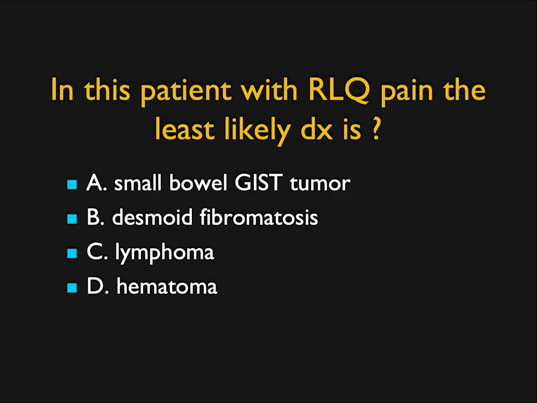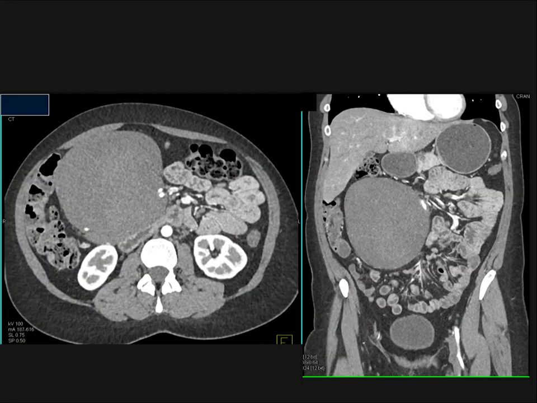This patient had right lower quadrant pain, and I'm asking you what's the least likely diagnosis. Well, what do I see? I see a large mass. It's solid. Maybe it's enhancing a bit. It's displacing bowel, but not obstructing bowel. I could easily go with a small bowel GIST tumor. A large duodenal GIST tumor would work well.